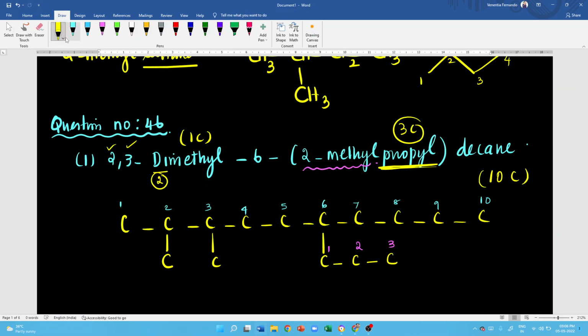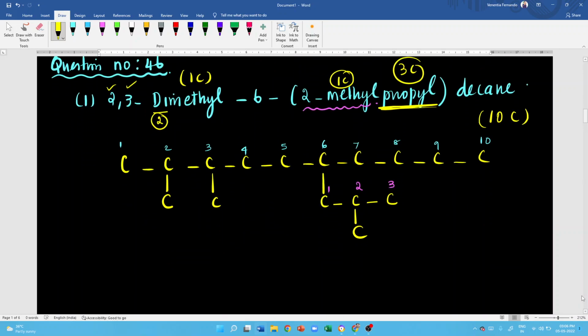So how to draw this? Second position la ஒரு methyl group. So methyl means 1 carbon, right? So the propyl chain la second position la ஒரு methyl group இருக்கு. Now you fill with hydrogens, it will be easy for you. Okay, this is the way how to write this. So let me fill with hydrogens.